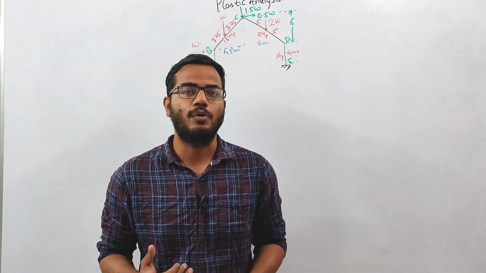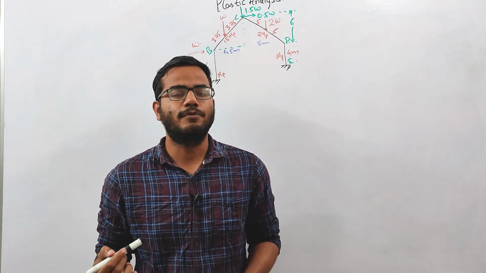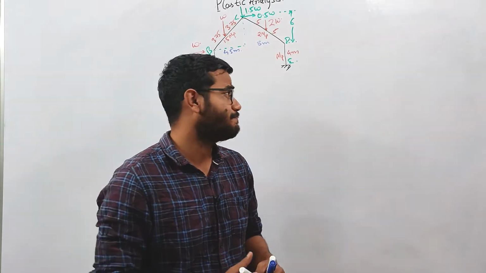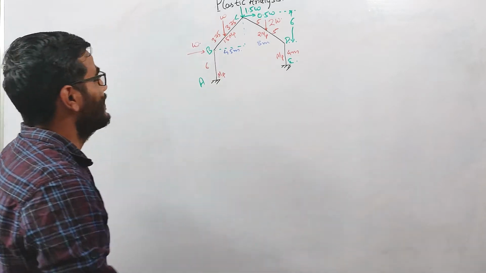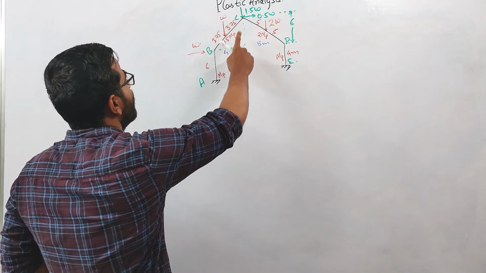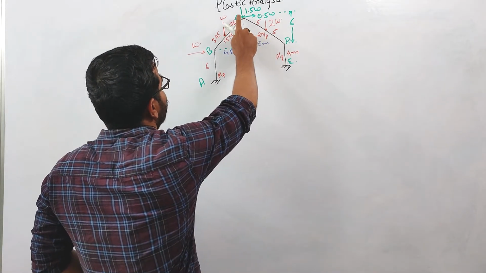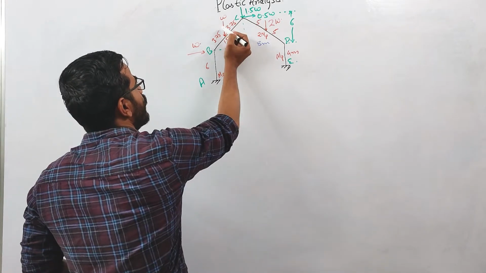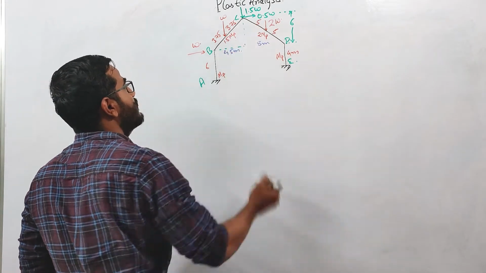In this lecture, we are going to calculate the collapse load for this gable frame. As you can see, this is a gable frame. There is one horizontal load acting at point B. One vertical load and one horizontal load are acting at point C. And there is one vertical load also on this member BC.